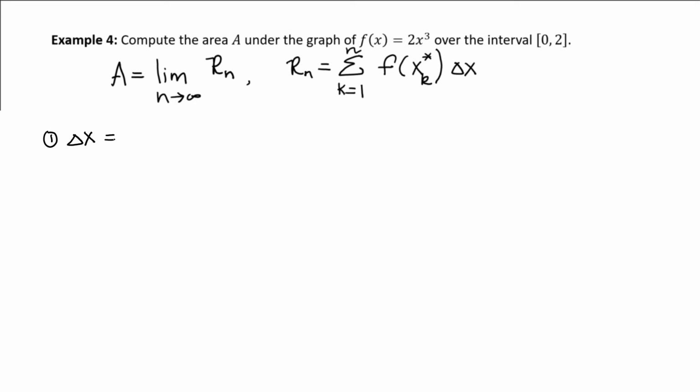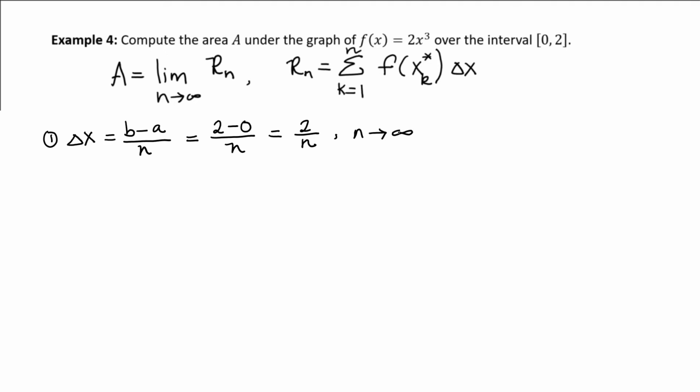That width is defined as b minus a divided by n. Those are the endpoints of the closed interval. We finish at 2, so it's 2 minus, we begin at 0, 2 minus 0 divided by n rectangles. This gives us 2 over n as the representation for the width, and we need n to approach infinity.